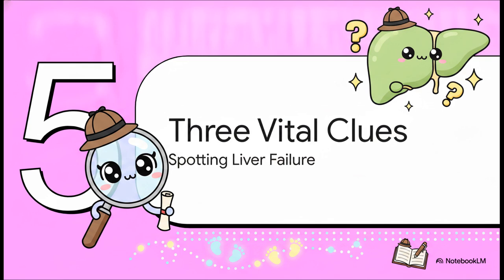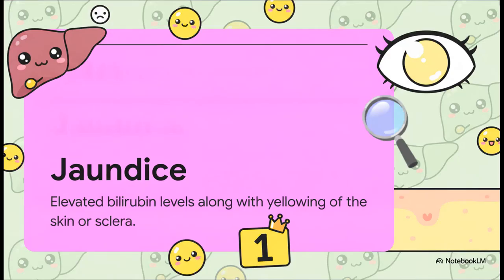Section 5, 3 vital clinical clues. So if that explicit diagnosis is missing, it's time to put on your detective hat and hunt for clues in the chart. Clue number 1 is jaundice. A failing liver simply cannot process bilirubin effectively. That leads to elevated bilirubin levels in the lab work, which visually manifests as the yellowing of the skin or the sclera, the whites of the eyes. If you see notes about jaundice or spiking bilirubin, mark it down.